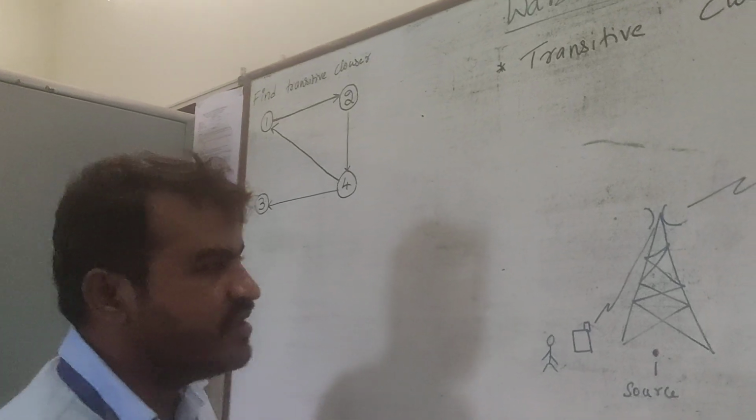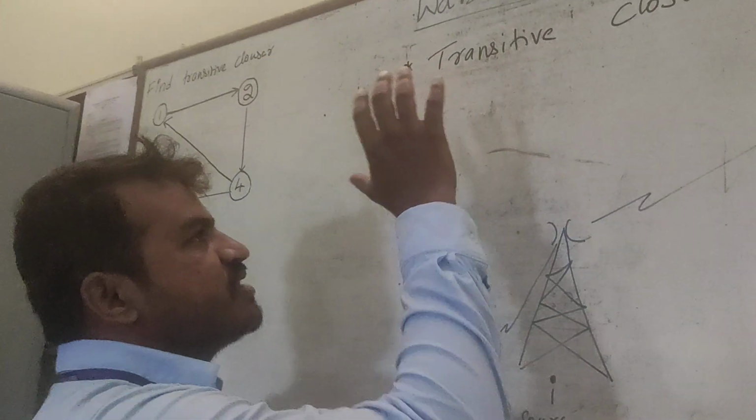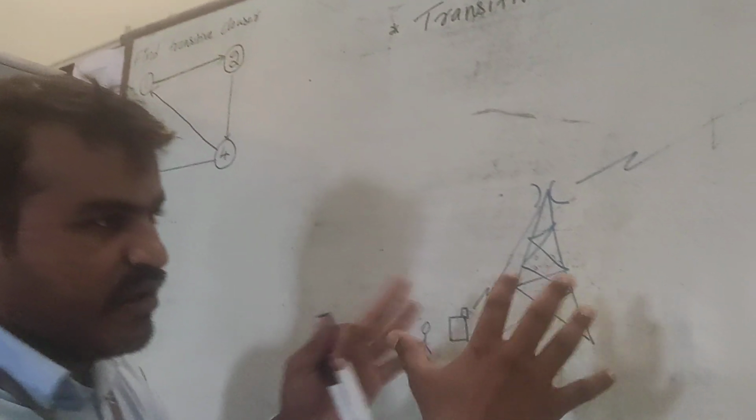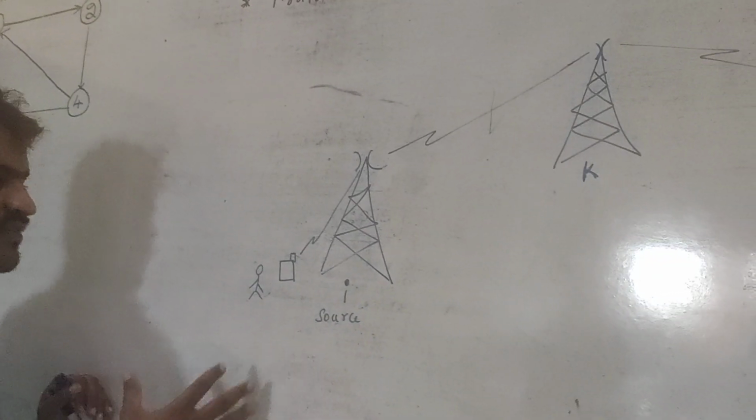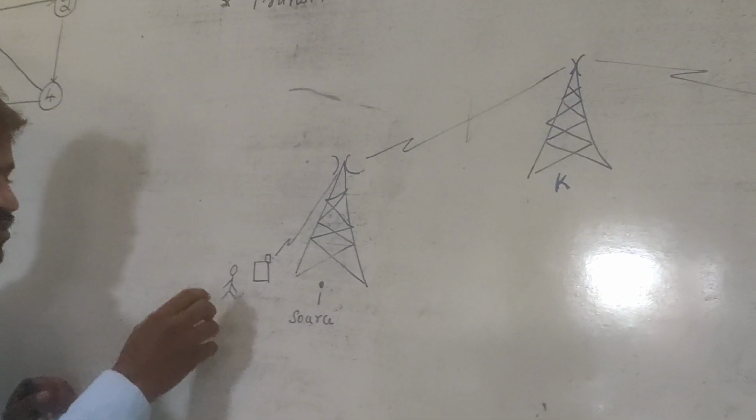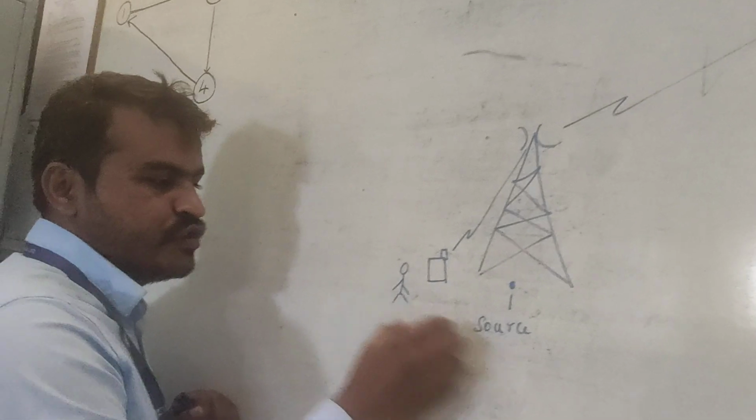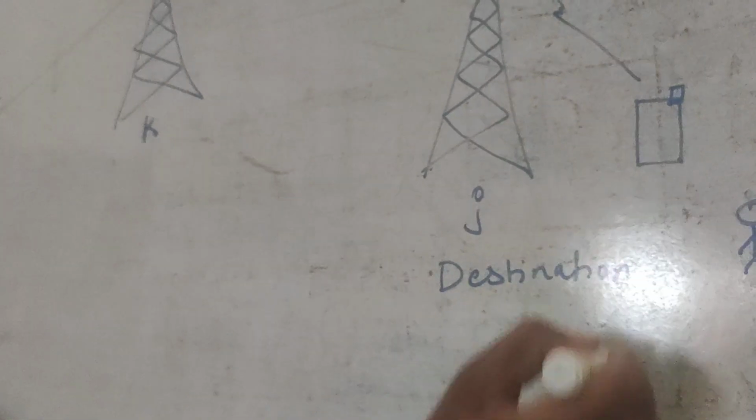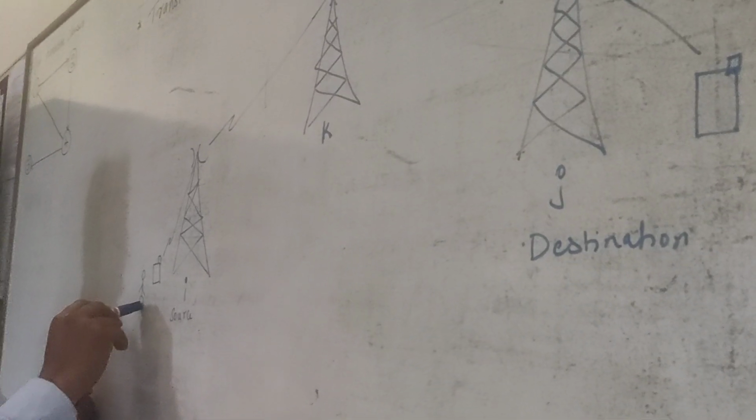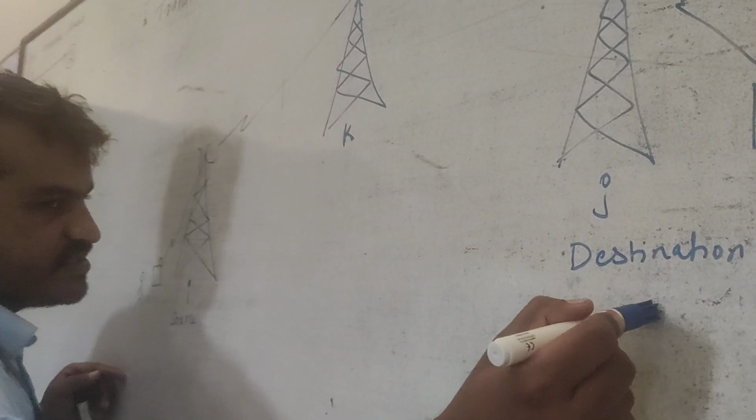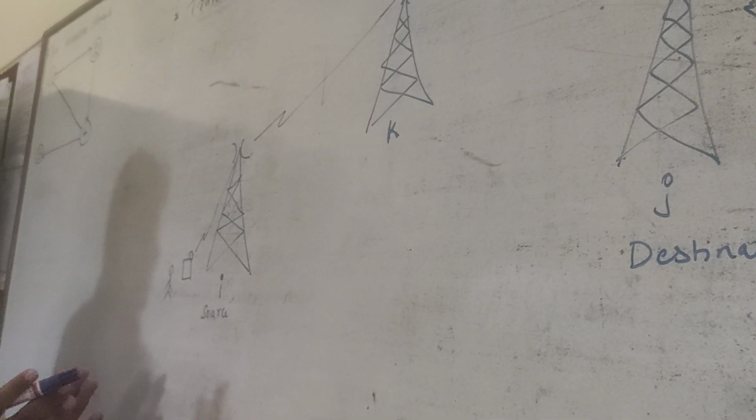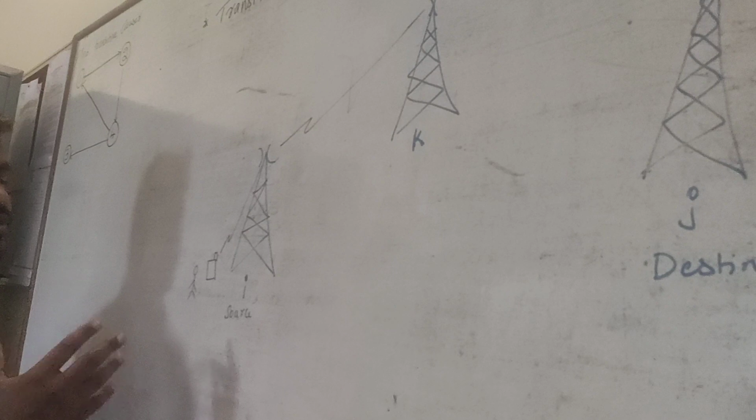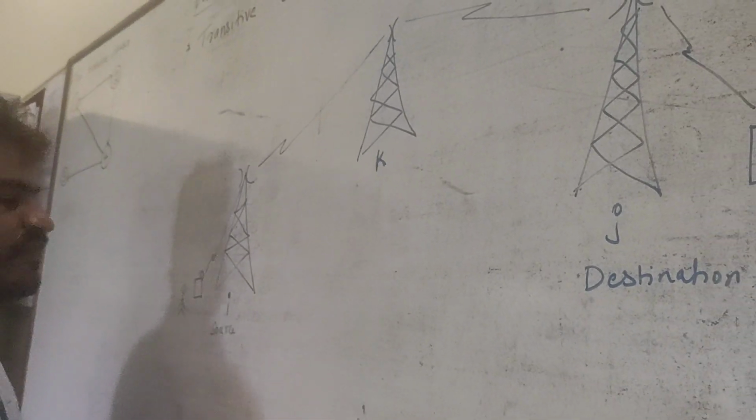Why do we want this transitive closure? I will give an example from the networking field. Consider you are the source, in Bandarghatta, and you are calling a person nearby in Jayadeva. When you call, it won't directly connect. First it will check whether the destination is reachable or not.